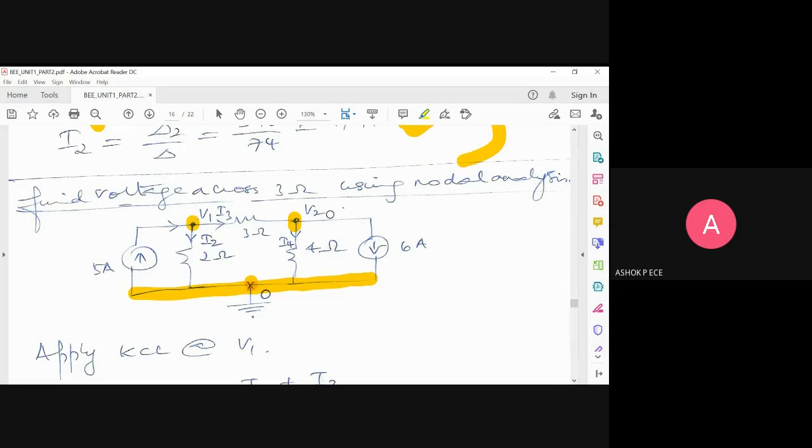So now assume the current directions for node V1 and V2. See, already you have 5 amperes flowing above. So that current direction I am not changing. 6 amperes is flowing away. So this current direction I cannot change. It is already given in the circuit. Now you can assume the other currents as I have assumed, or you can assume it the other way also.